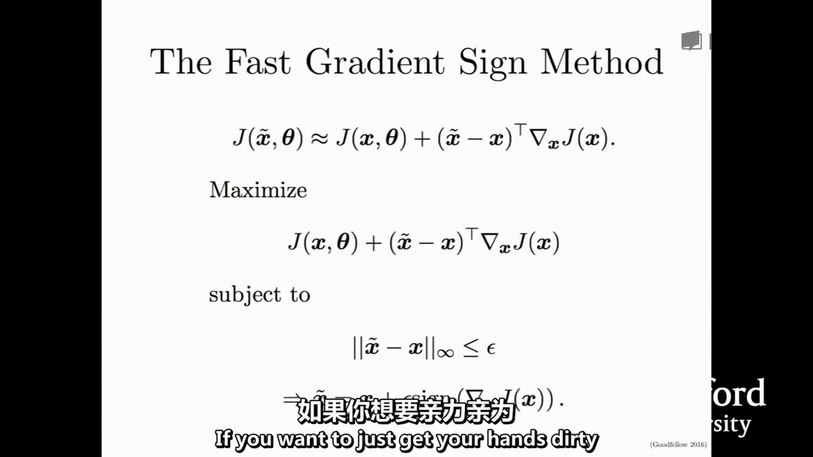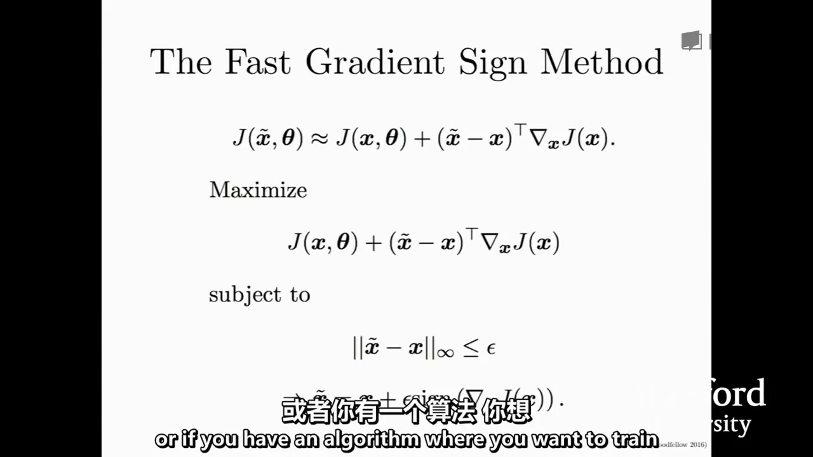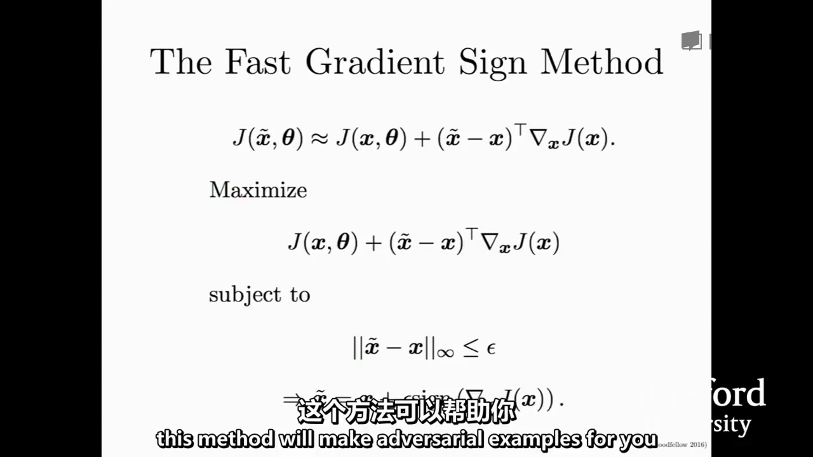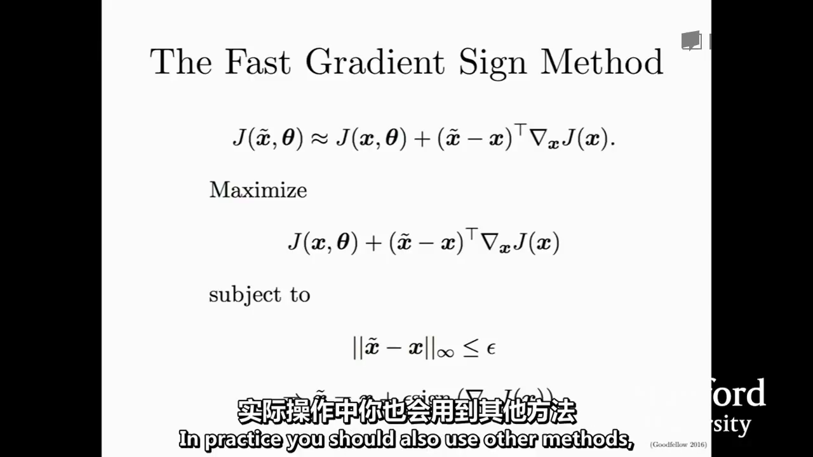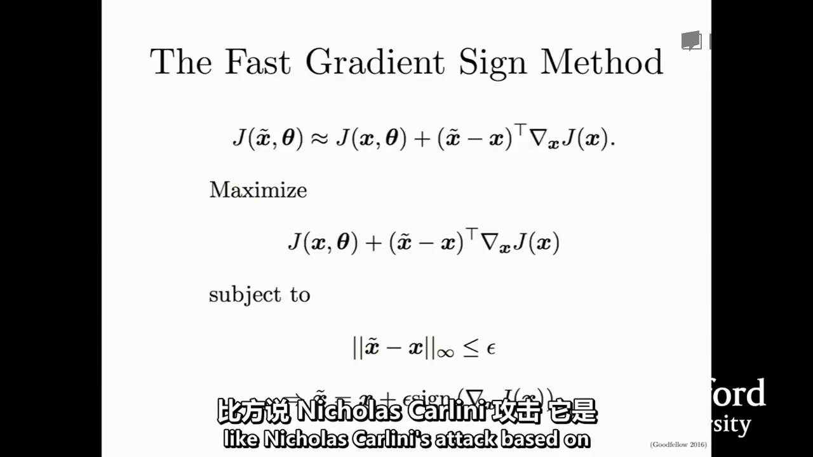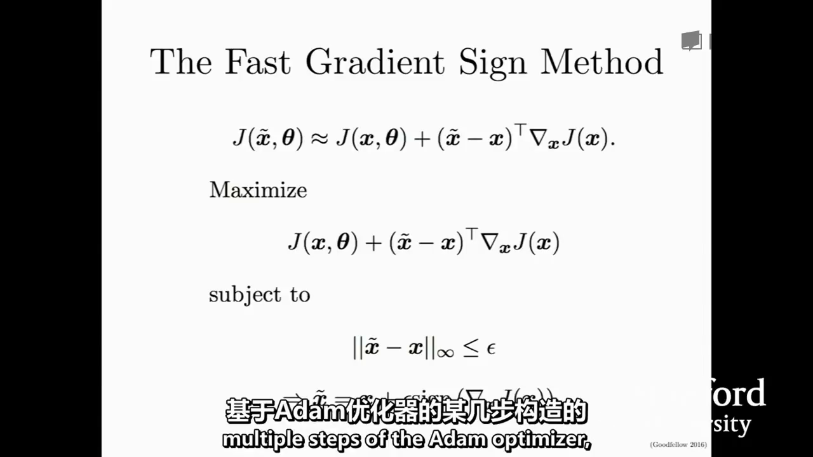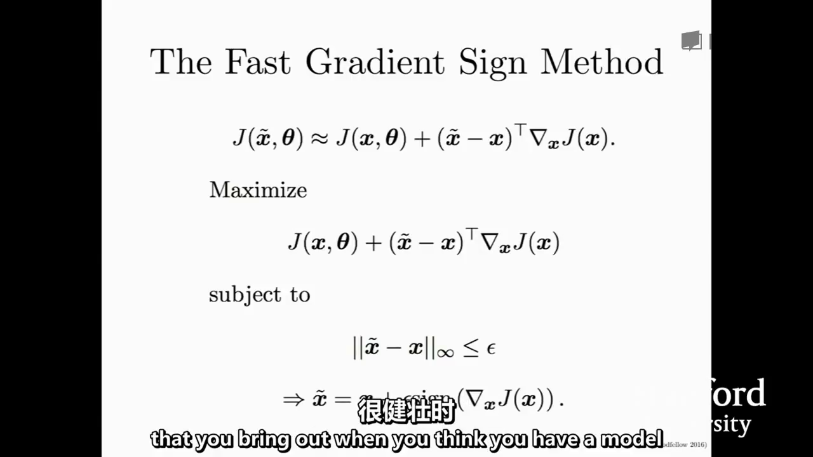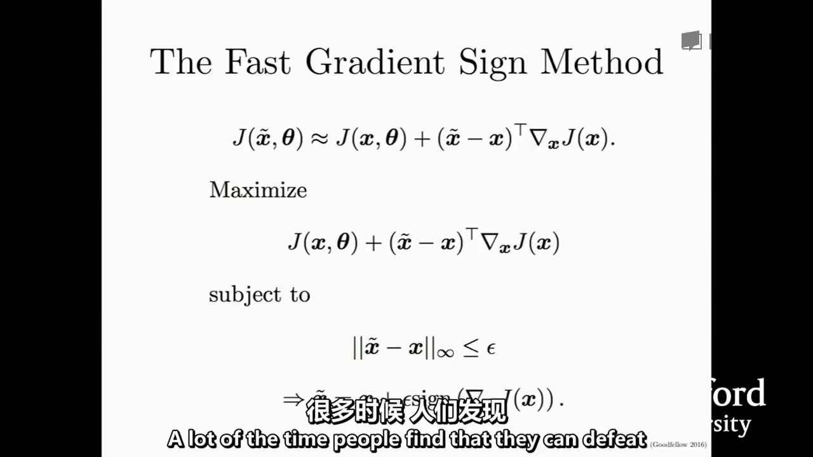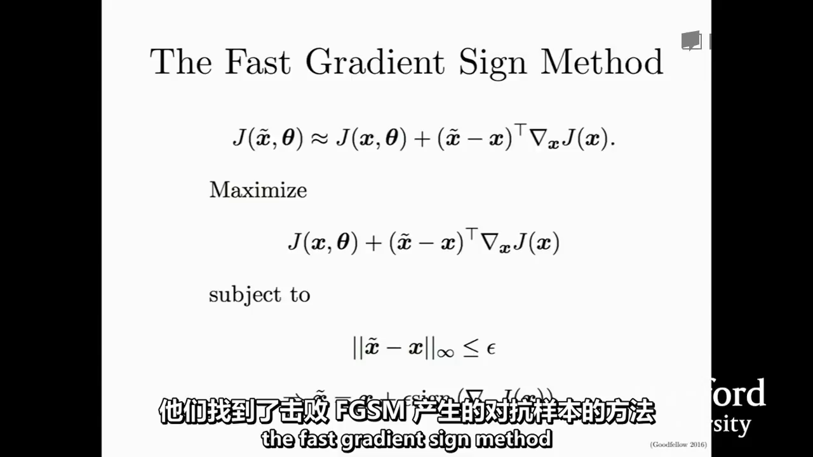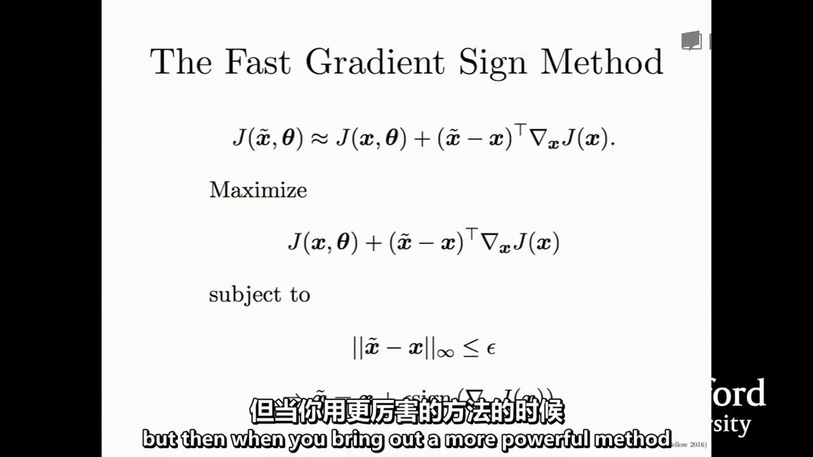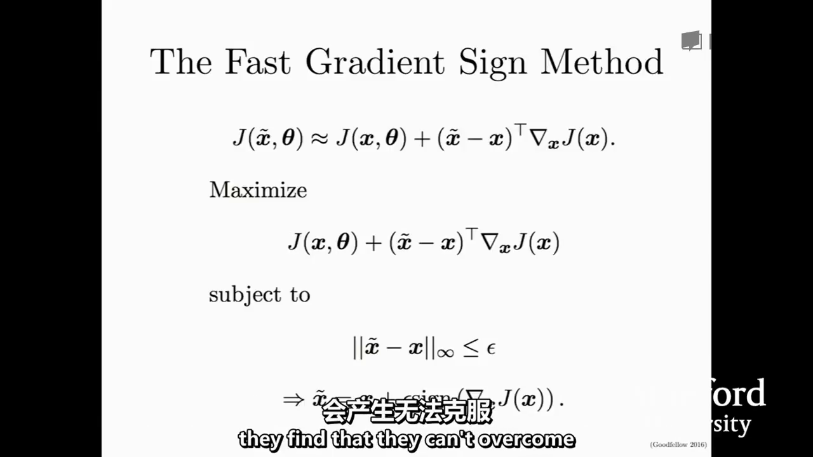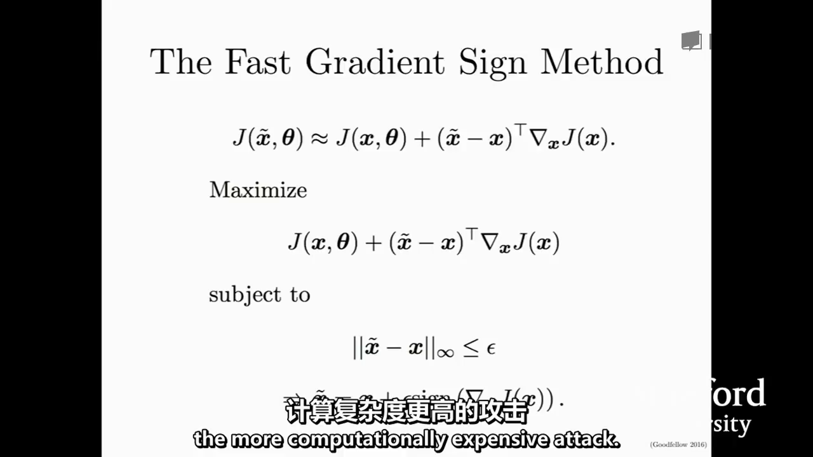If you want to just get your hands dirty and start making adversarial examples really quickly, or if you have an algorithm where you want to train on adversarial examples in the inner loop of learning, this method will make adversarial examples for you very, very quickly. In practice, you should also use other methods, like Nicholas Carlini's attack based on multiple steps of the Adam optimizer, to make sure that you have a very strong attack that you bring out when you think you have a model that might be more powerful. A lot of the time, people find that they can defeat the fast gradient sign method and think that they've built a successful defense. But then when you bring out a more powerful method that takes longer to evaluate, they find that they can't overcome the more computationally expensive attack.